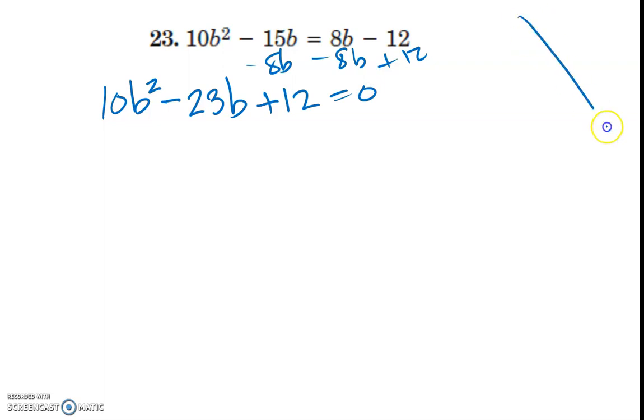If I use my diamond, I see that I get 120, okay? And I have a negative 23. So you should be really thinking long and hard about what some of those factors are going to be. And I want you to pause this video and take a moment to really think that through.